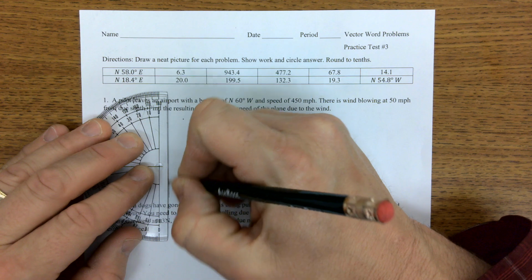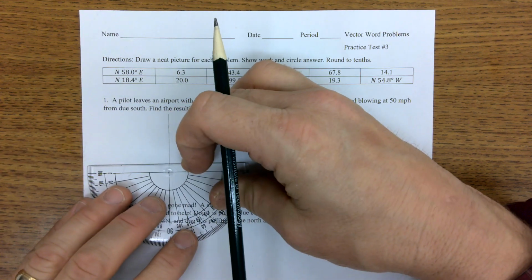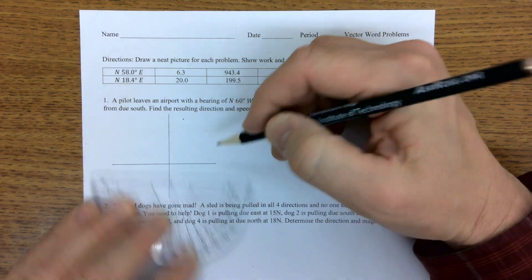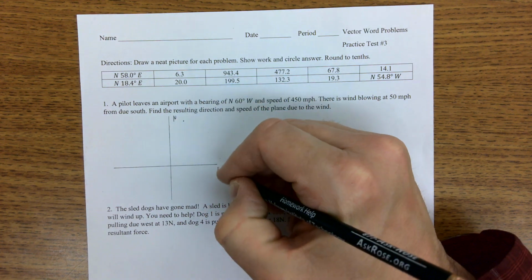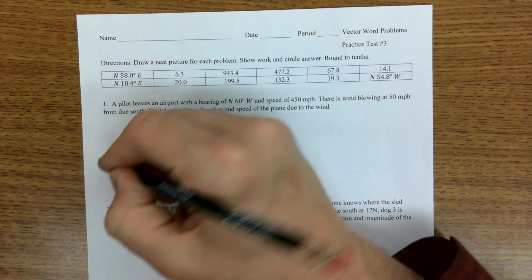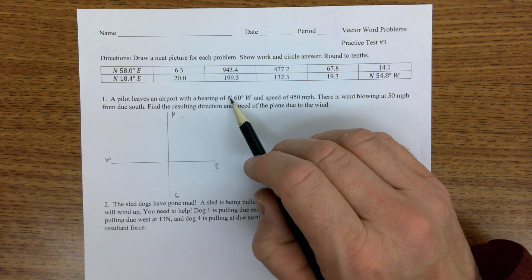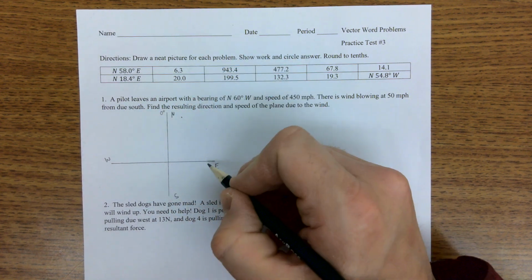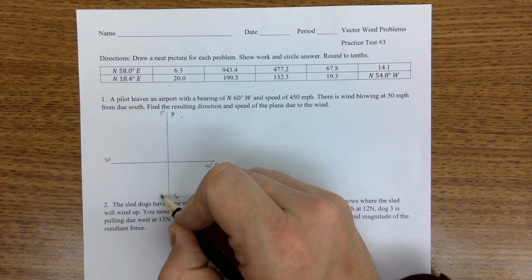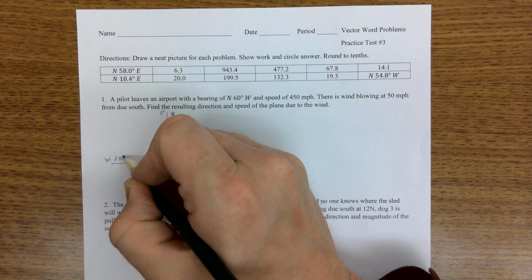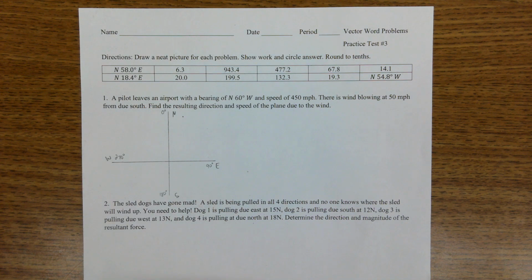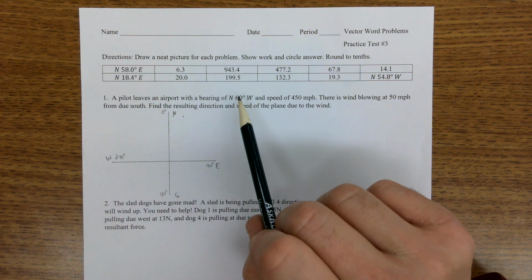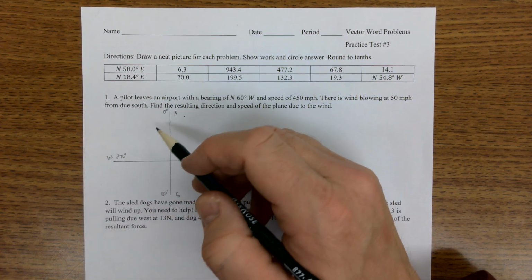Number 1, a pilot leaves an airport with a bearing of north 60 degrees west. So first thing we want to do is draw our coordinate plane, and we have north, east, south, west, and we're going north 60 degrees to the west. So this is 60, this is 0, 90, 180, 270. Now those are not the numbers you're going to need on your calculator, but those are the numbers for the bearings. North, 60 degrees to the west.